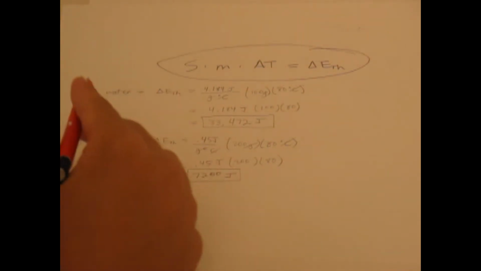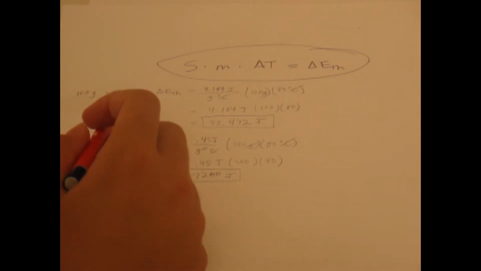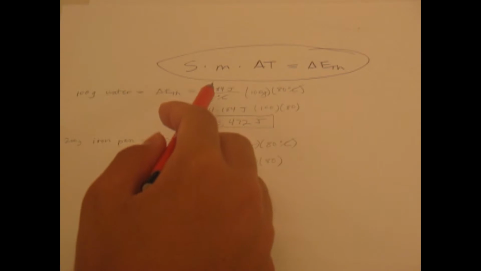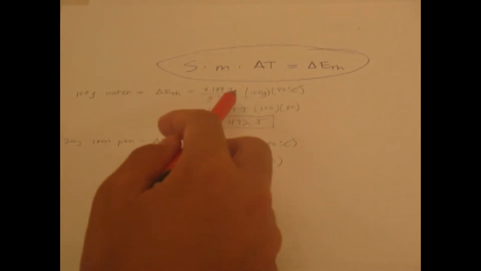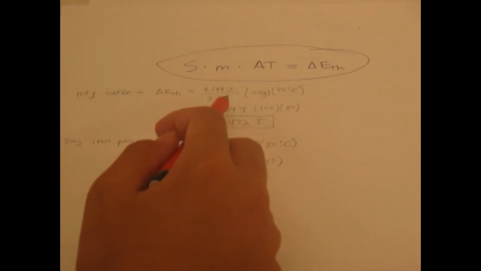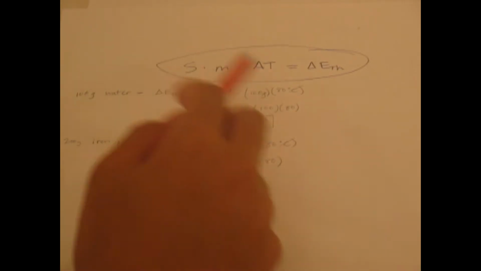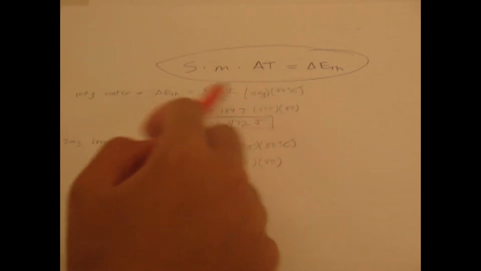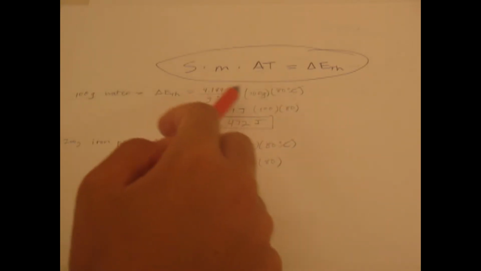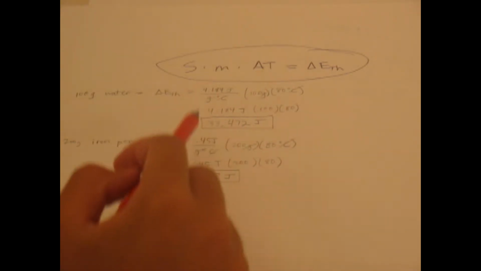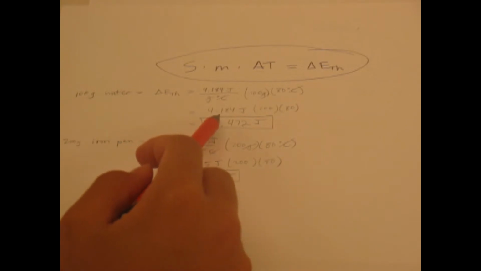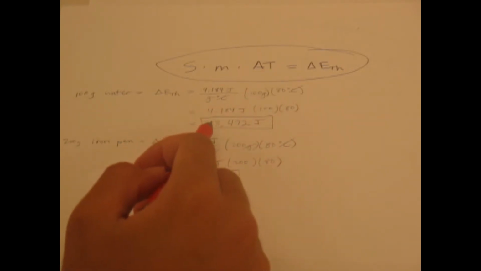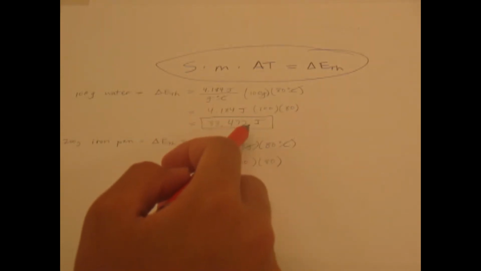So let's look at the 100 grams of water first. So the change in thermal energy for this is equal to 4.184 joules over grams times degrees Celsius times 100 grams and the change in temperature, which is 80 degrees Celsius. Now these units all cancel out, only leaving the joules. So basically, you got 4.184 joules times 100 times 80, and that's equal to 33,472 joules.